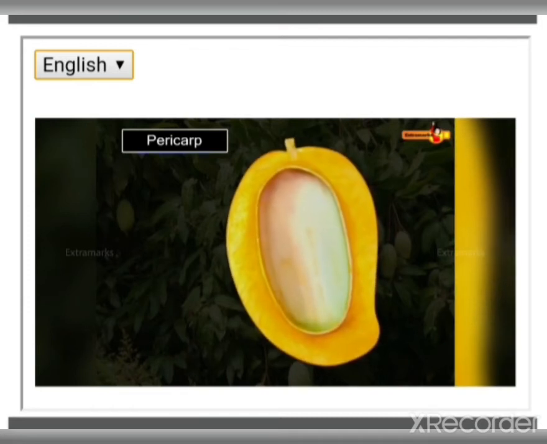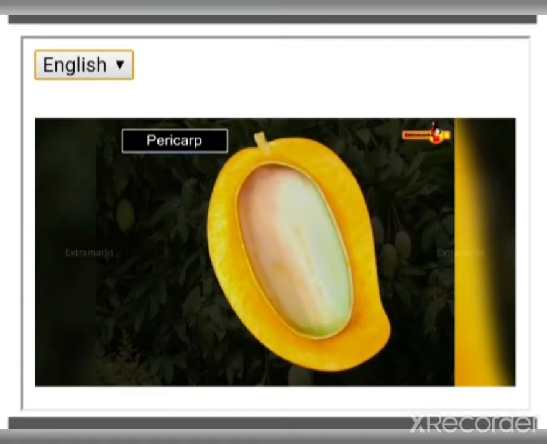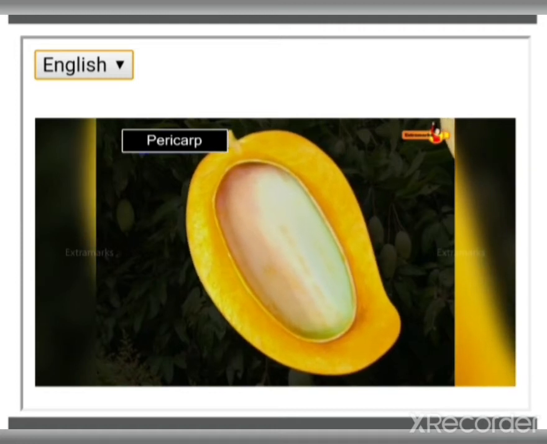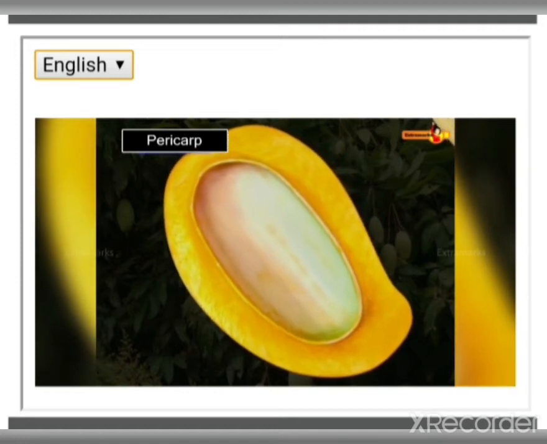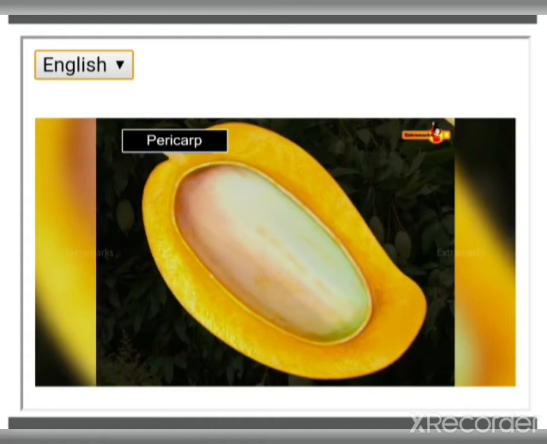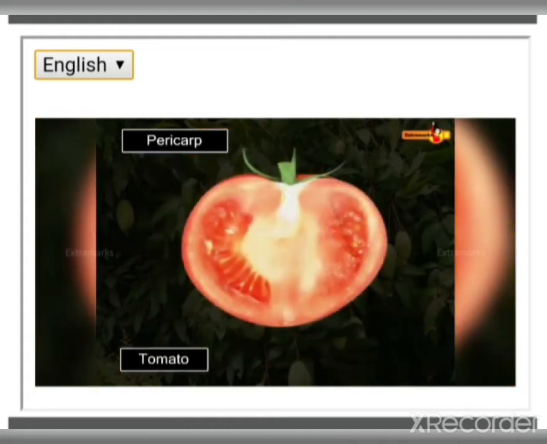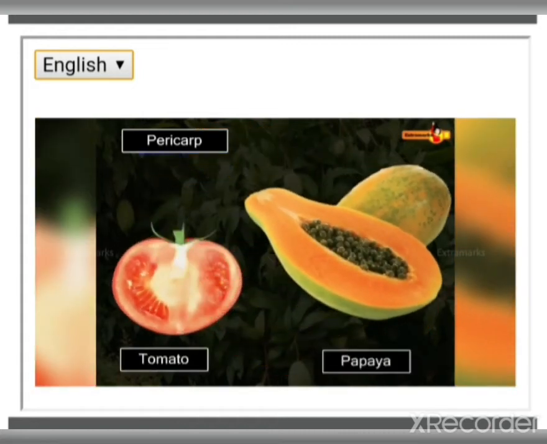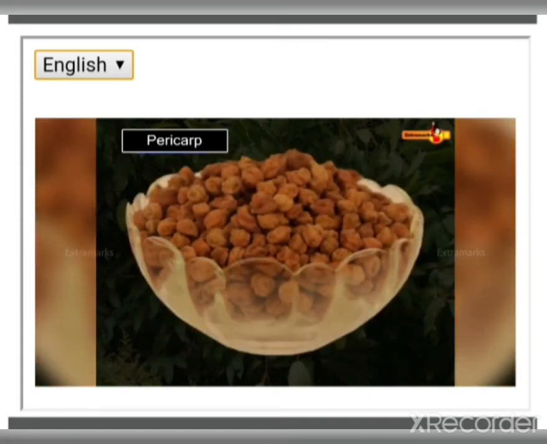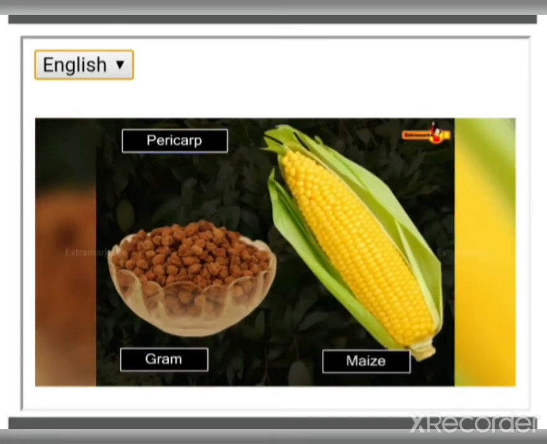Pericarp can be thick or thin, hard or soft, according to the type of the fruit. For instance, the pericarp is soft and fleshy in tomato and papaya, while it is dry in gram and maize.